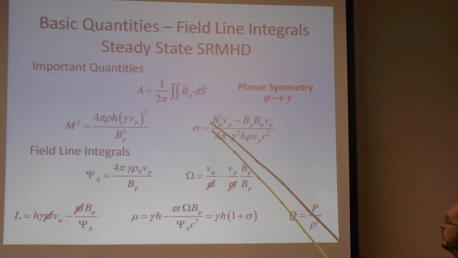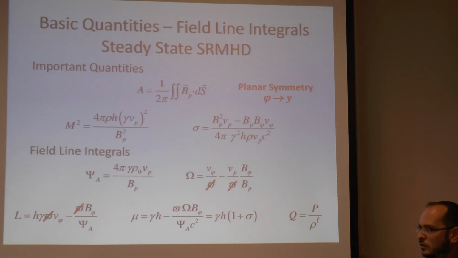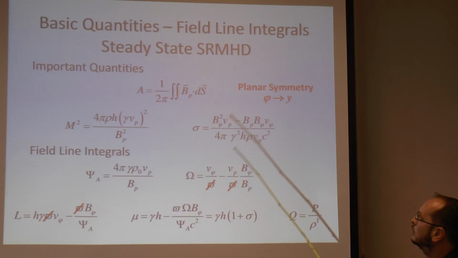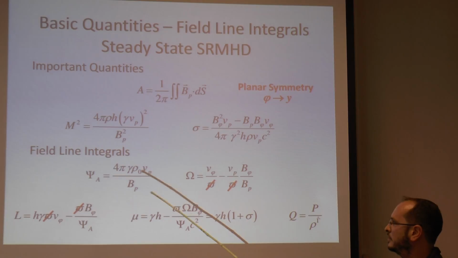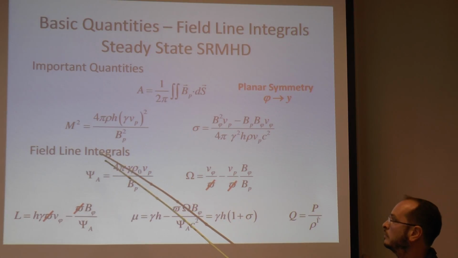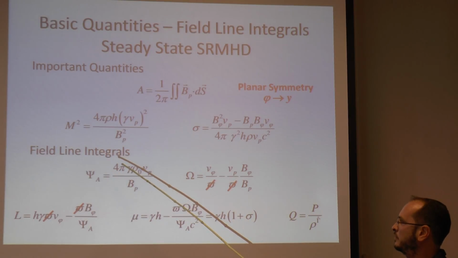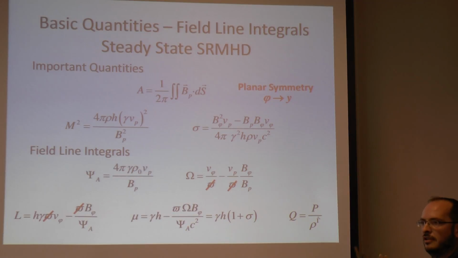This is the magnetization parameter. It is the ratio of the Poynting flux of the magnetic energy to the flux of the total energy of the mass. Also, in the steady state RMHD, we have found that there exist five field line integral quantities that remain constant along a specific field line.